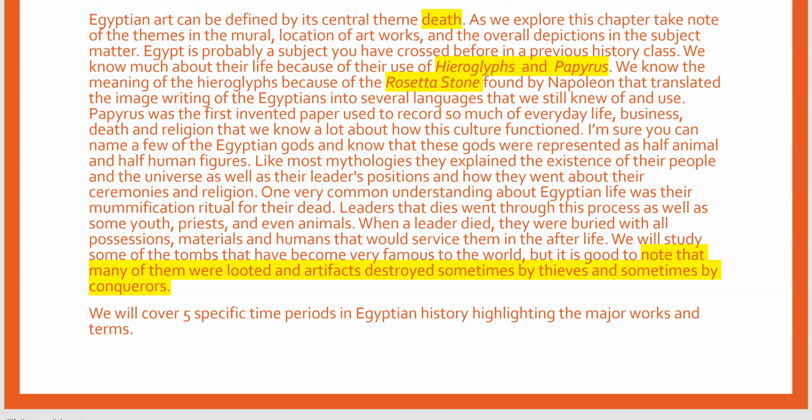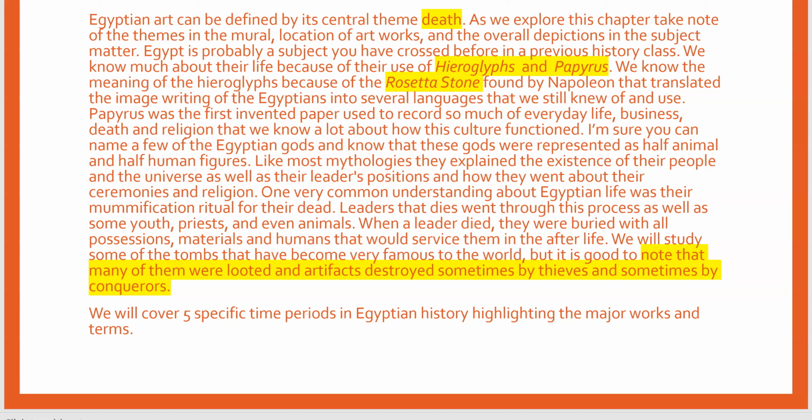We know the meaning of the hieroglyphs because of the Rosetta Stone that was found by Napoleon. And this stone, like I'd mentioned before, had one passage translated into several languages. So we were able to decode what was being written by the Egyptians. Without that, honestly, it's amazing, this one specific stone, we would be lost. We would just be looking at shapes and lines carved into walls and written on papyrus. So that's a very, very important thing to keep in mind.